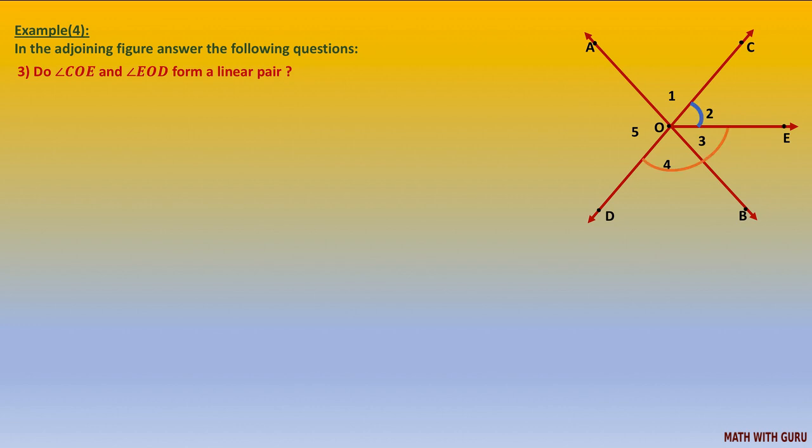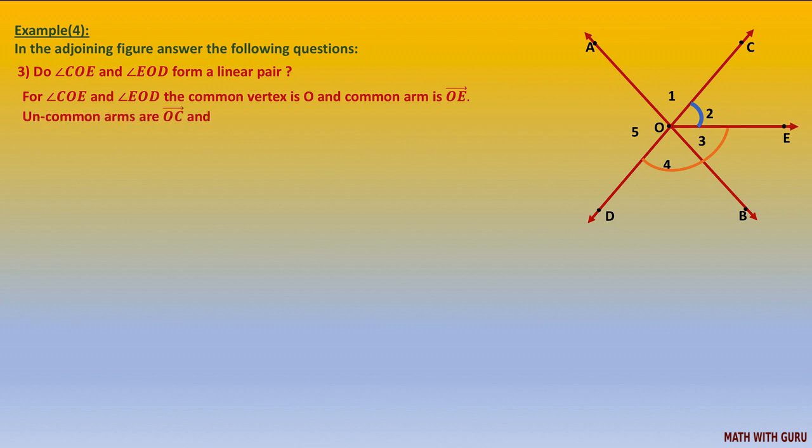Do they form a linear pair? Let us check. For angle COE and angle EOD, the common vertex is O and common arm is OE. Uncommon arms are OC and OD. They are in the opposite directions. The uncommon arms OC and OD lie on either side of OE.